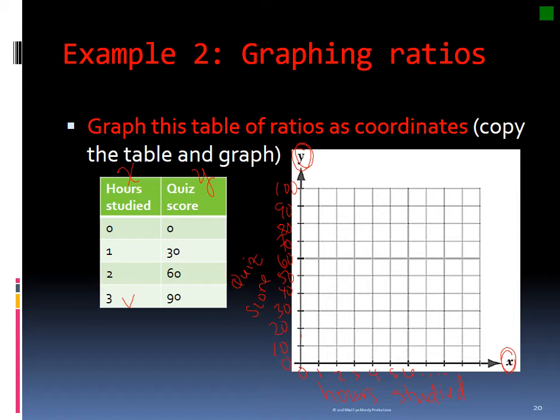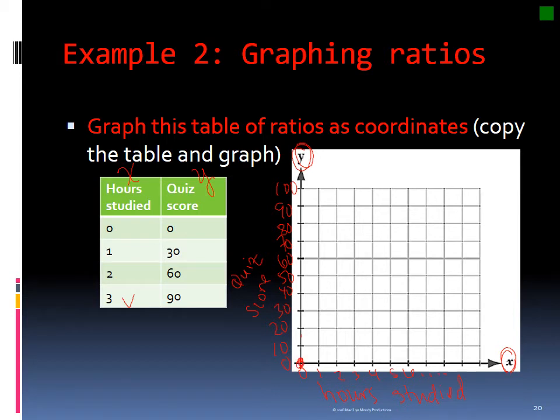your scale, which is what this is called, what you're counting by, what each unit is, as long as it's consistent and as long as it makes sense for the graph, it's fine. So you could go by 30s, you could go by 10s, you could go by 20s, but I decided to go by 10s. So my first coordinate is 0, 0.